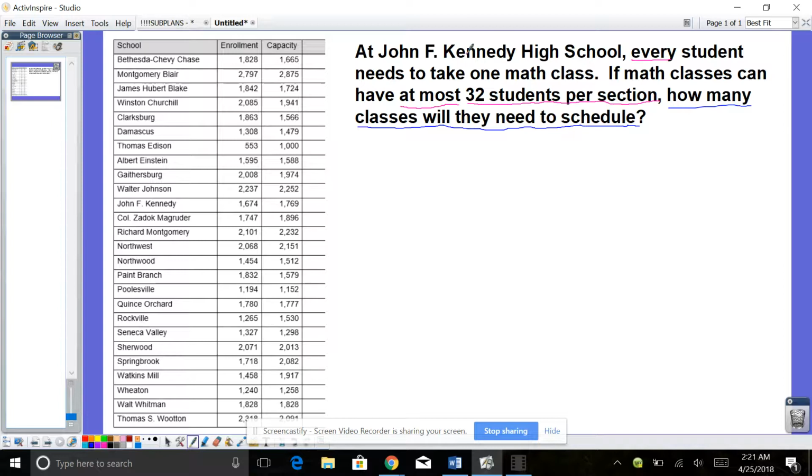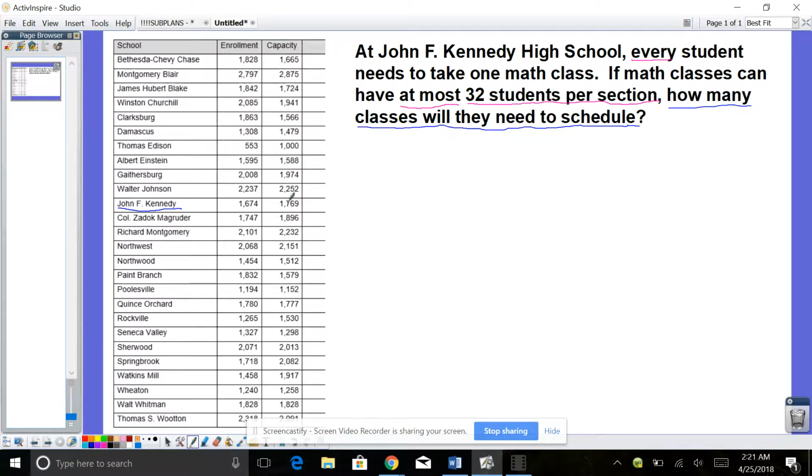Well, I don't have enough information. I only know that there are 32 students in the class, so I need to think about where else. Oh, you know what? I haven't used anything from the chart. John F. Kennedy High School. Let's go ahead and take a look at that. Here it is, John F. Kennedy.